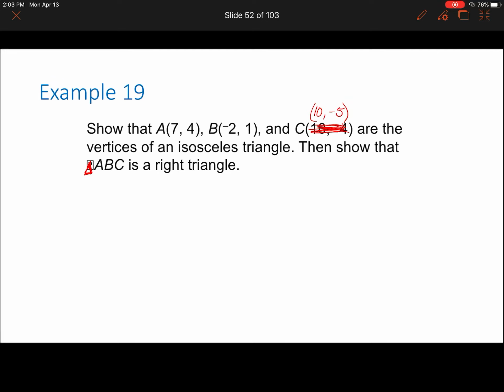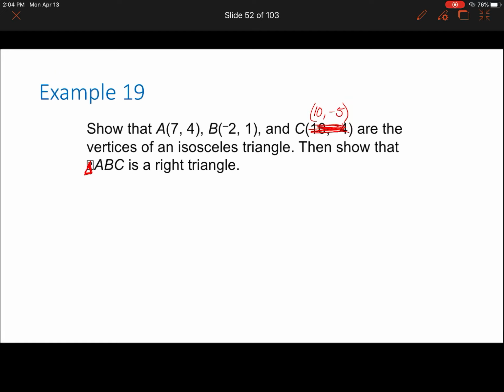So point C here is 10, -5. It said 10, -4. I've marked that out because, in the spirit of full disclosure, I recorded a video using the -4. The answer ended up not being what it should have been, and so I deleted that video. Anyway, we're going to do it again, this time with 10, -5.